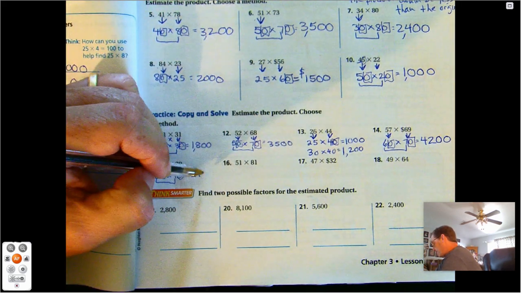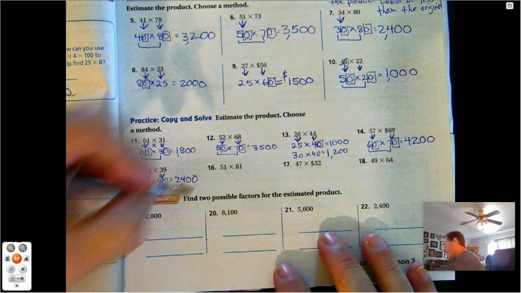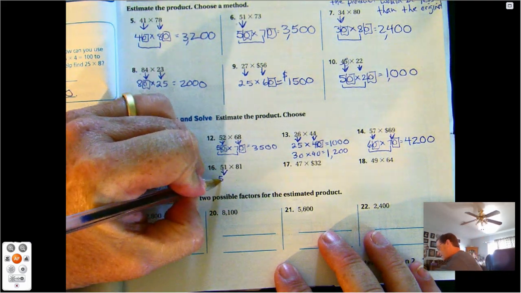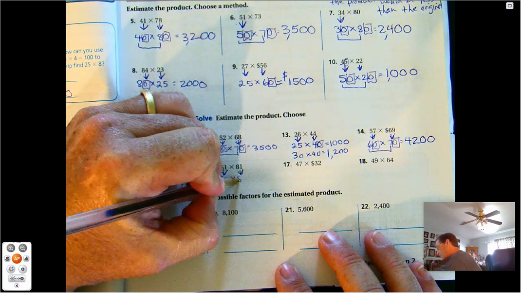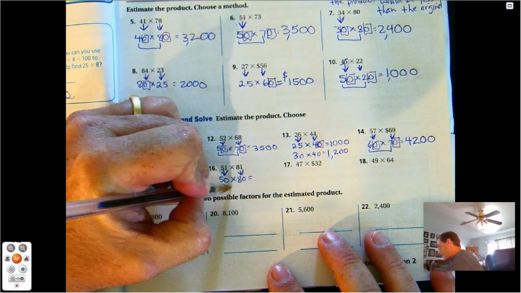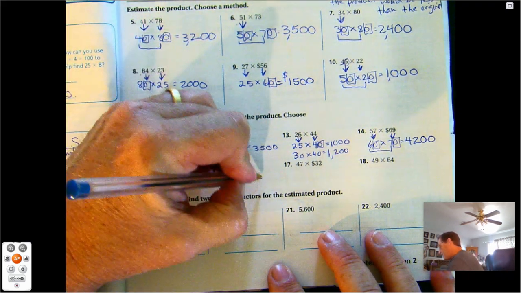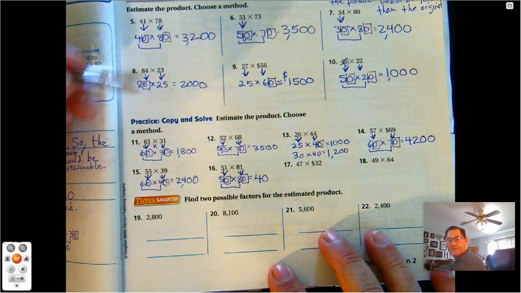51 times 80, I'll round down to 50. 81 will get rounded down to 80. My basic math fact is 8 times 5. I know that to be 40. 50 ends in a 0. 80 ends in a 0. So my product is 4,000.